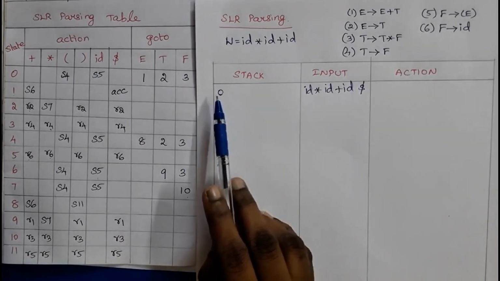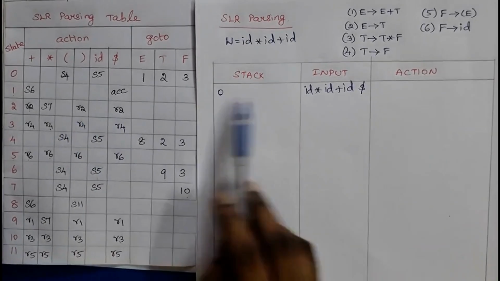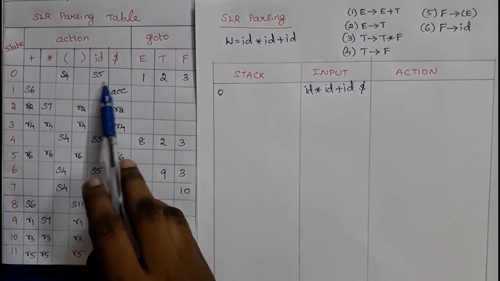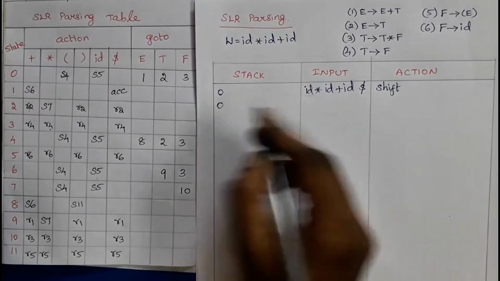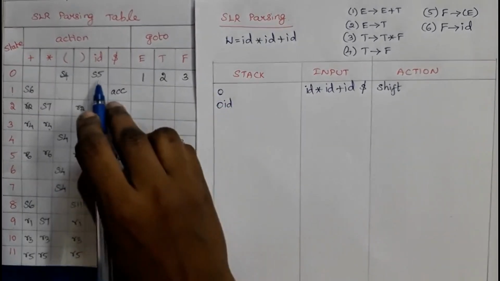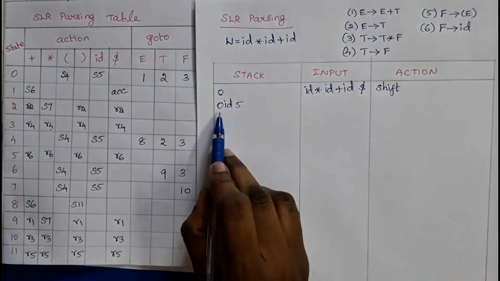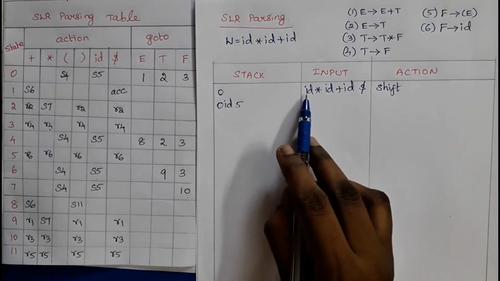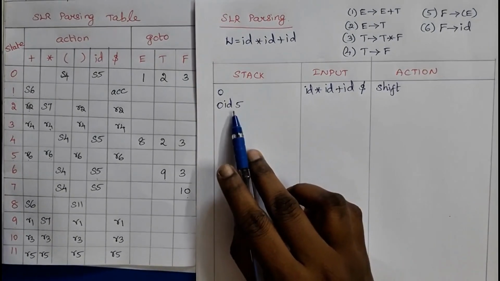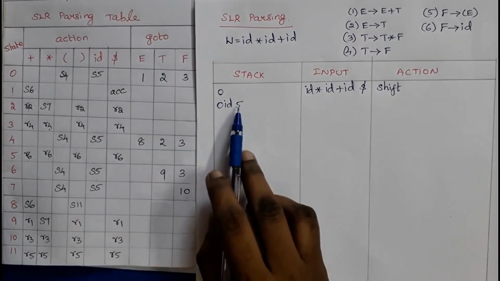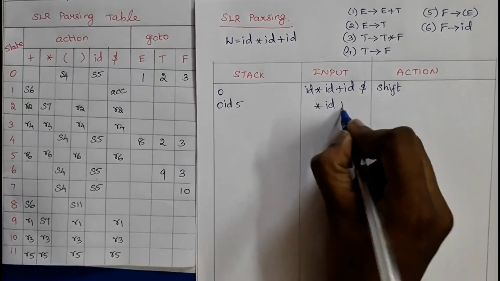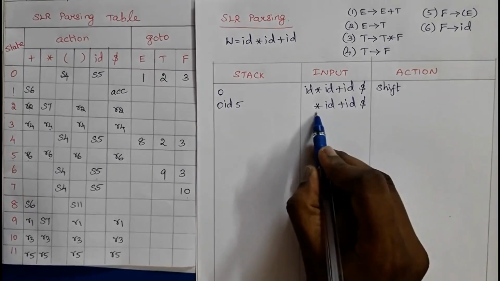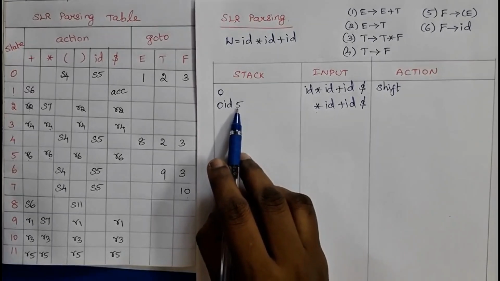First we need to check 0 and id in the action table. 0 and id is S5. S5 means shift 5. So we write shift here, and we have to shift the current input symbol id as well as this 5 onto the stack. Shift operation means we shift the current input symbol onto the stack along with the 5. Now we advance the input pointer to the next input symbol, that is star.